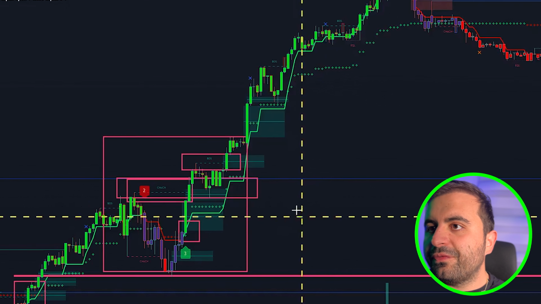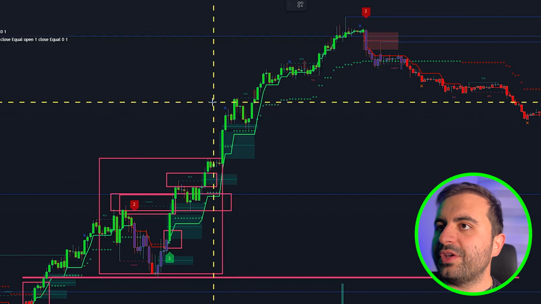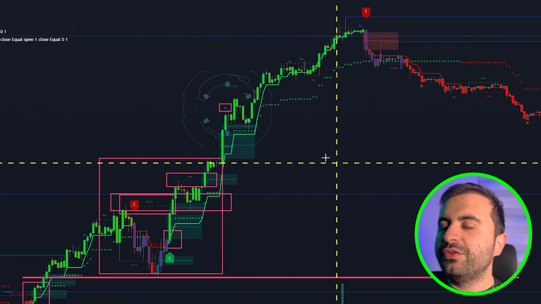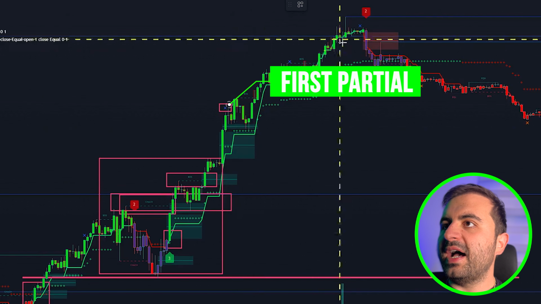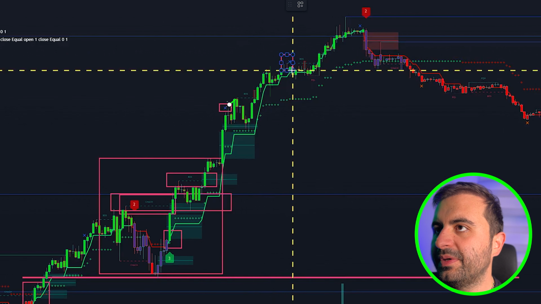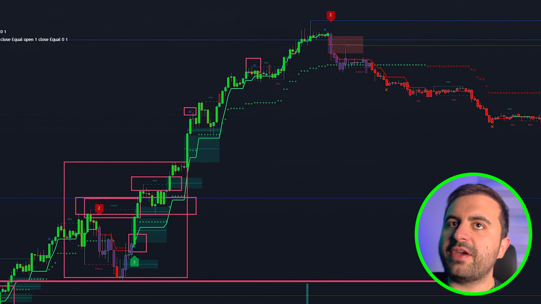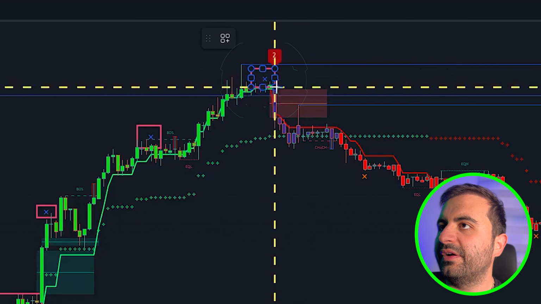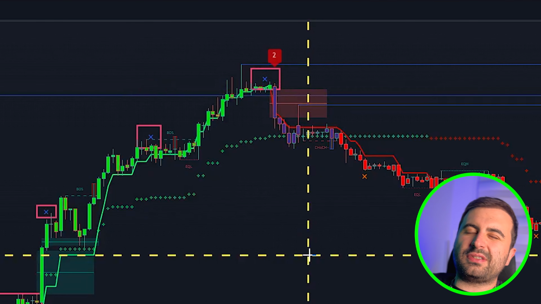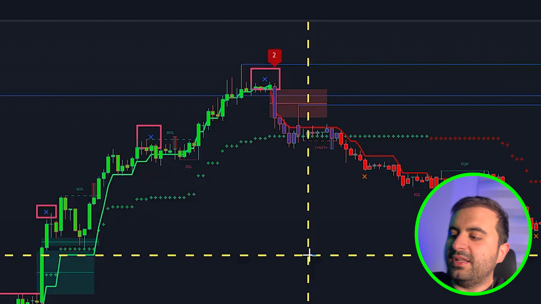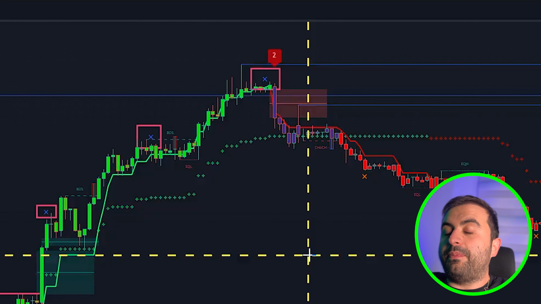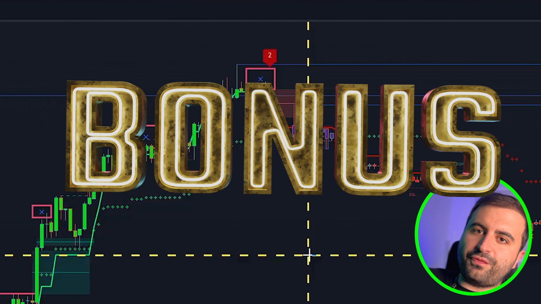So the take profit is, as you see that we got the X icon here, the first partial will be here and the second partial will be here. But if you notice, LuxAlgo gave the latest X icon here, but what I do is I always close at the second X signal, because I don't want to risk my position.